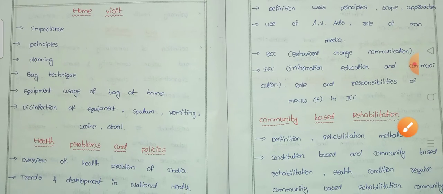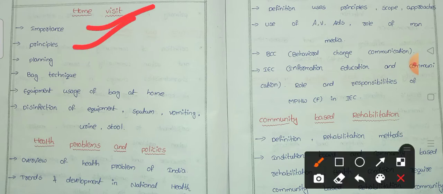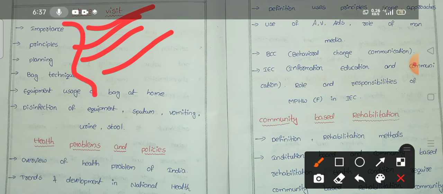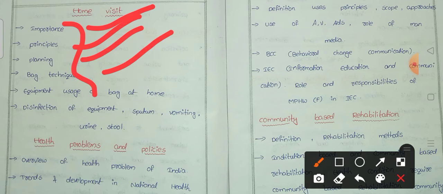Next, home visits. Home visits are very, very important. Second unit, H2. One H is home visit, one more H is health problems and policies. In these, 2 marks questions like home visits, importance, principles, planning, bag technique, three or four will be there. These are very, very important questions. Without the home visits question, there is no final examination paper. That much important this topic is. It's clear? Okay.